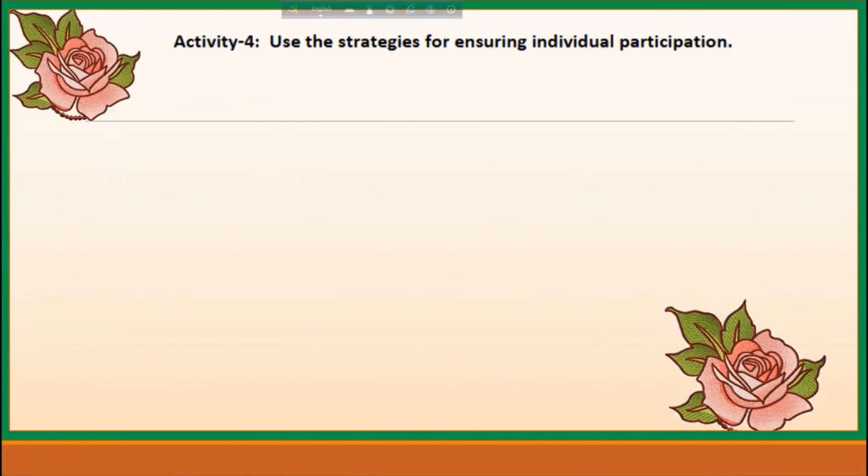And here is also another activity. We have to get some information from resource paper 7. Already we have discussed resource paper 7, but all these things we have to accumulate with the help of the trainee teachers, step by step. Activity 4: use the strategies for ensuring individual participation.